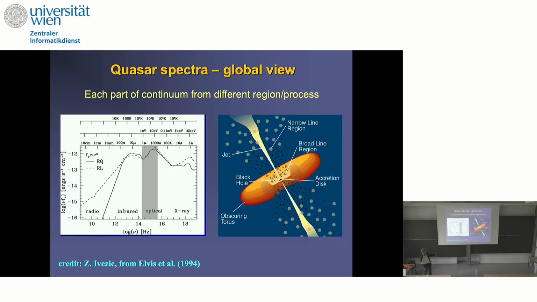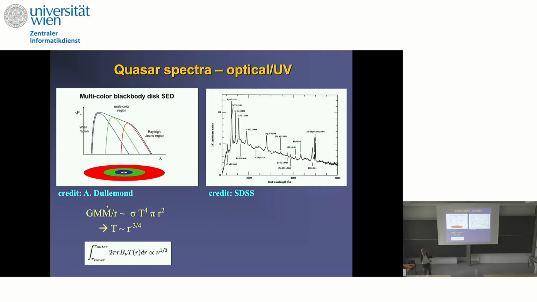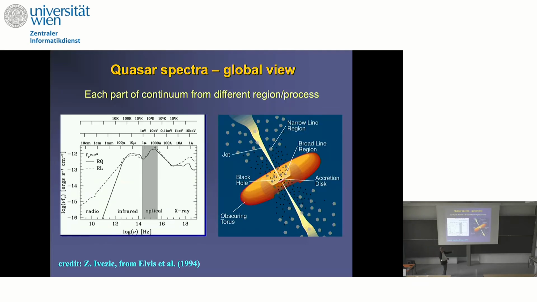X-rays come from a few Schwarzschild radii, we think, from hot electrons which are sitting above and below the black hole here, a few Schwarzschild radii. That's what's thought to produce the X-rays. And then the radio emission and also gamma ray, which is not even shown here, have to do with this jet.